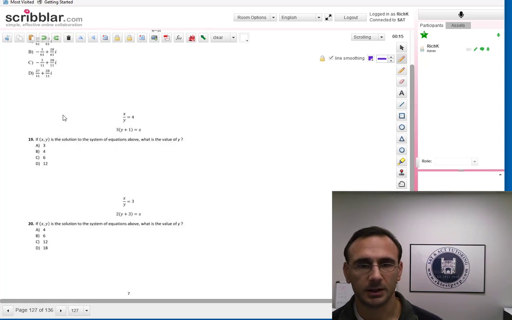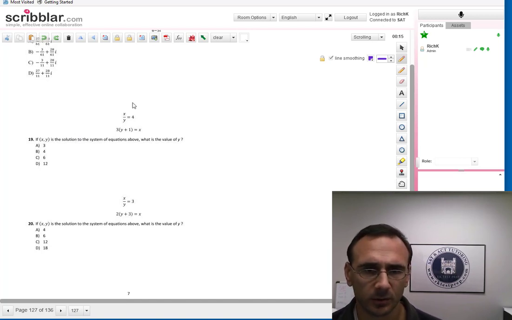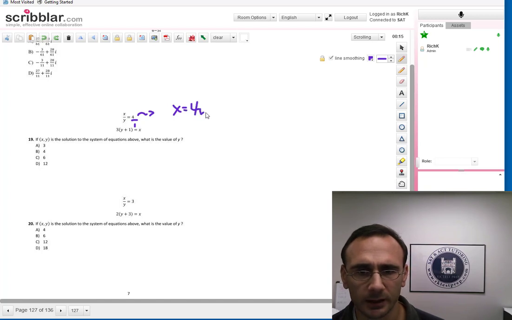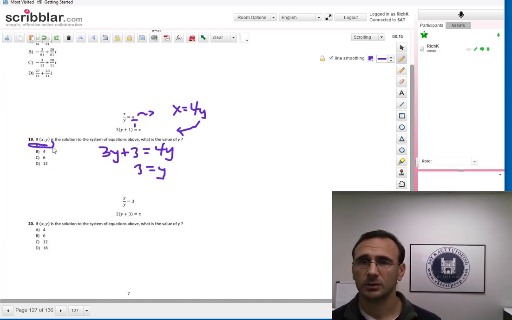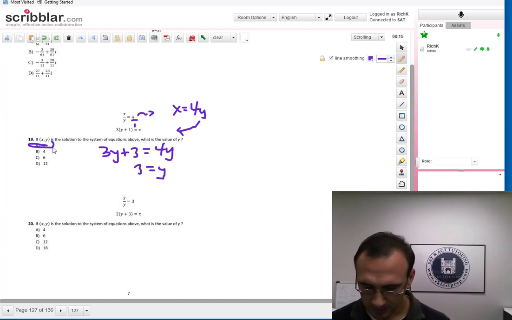Next one's the same, and 19 is another system. When in doubt, always clear fractions. So I would cross multiply here. You put that over 1 and cross multiply and get that x equals 4y. And then sub that into the second one. Distribute the 3. And then minus the 3y's from both sides. It's probably the easiest way to do it. So never deal with fractions. Always get rid of those fractions up front. It's important.